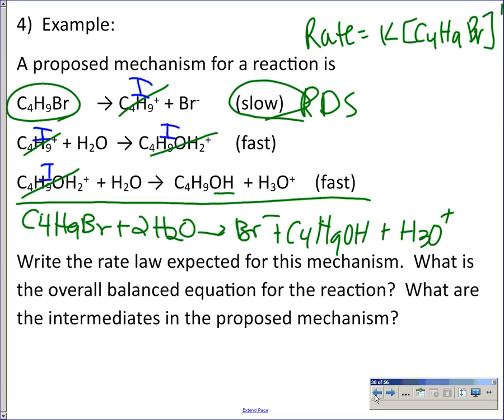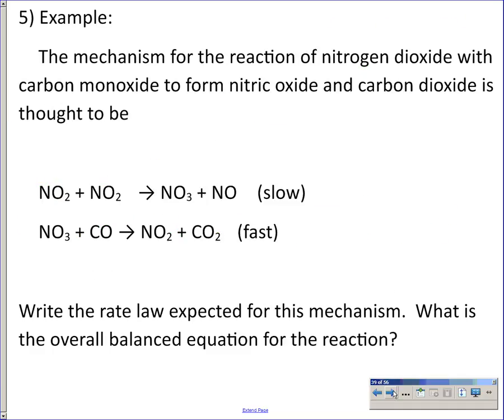Was there a catalyst in the last one? Nada. Because I would have had to cancel here and then here, and I didn't cancel anything from the reactants. Alright, the mechanism for nitrogen dioxide. Write the rate law. Okay, rate law. Concentration squared. Thank you. I was waiting for that squared, because there's a 2 here, so I can just call that squared.